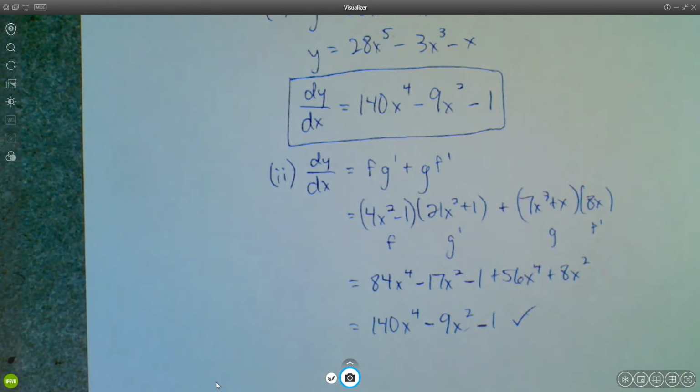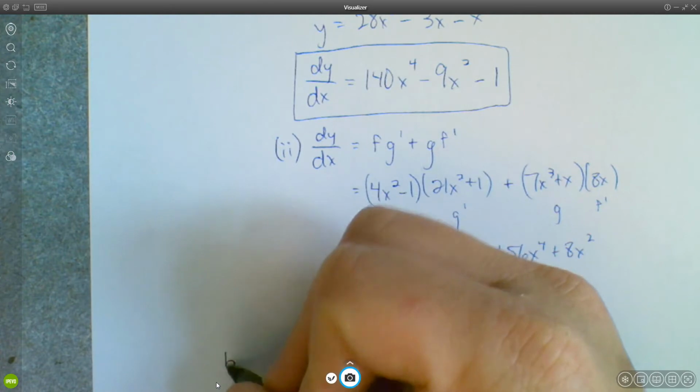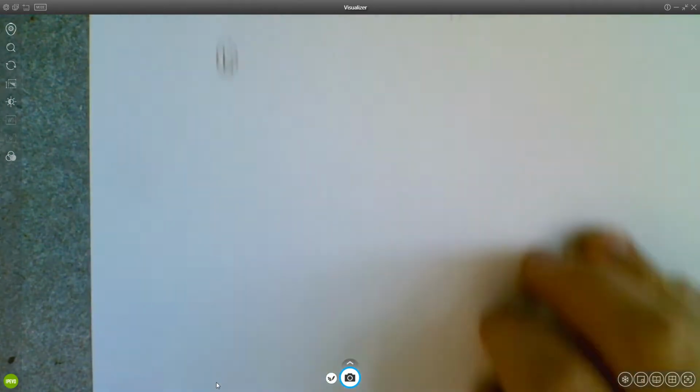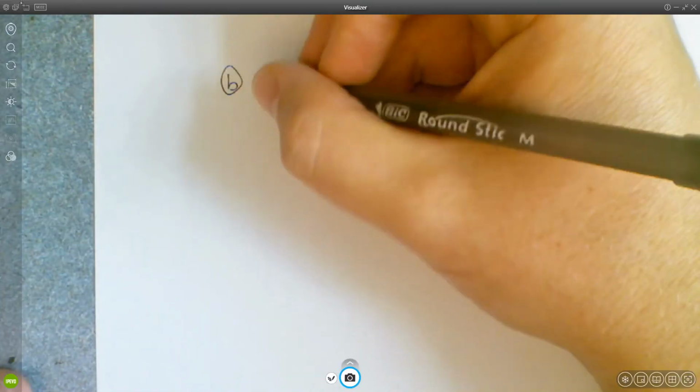Okay, so there's one example. Let me give you another one. I'm just going to use the product rule for this next one. I'm not going to multiply everything out because actually, as you'll see, it would be quite a pain in the butt to do that. So let's work out this one.